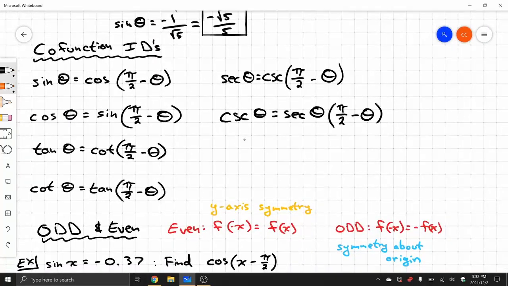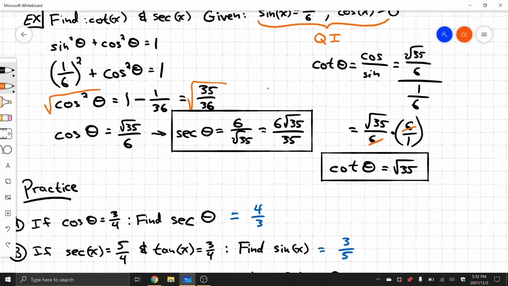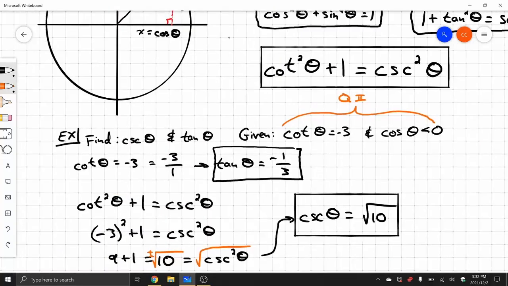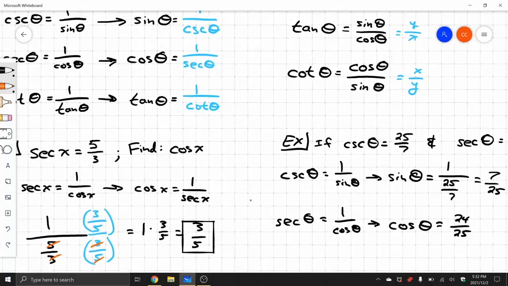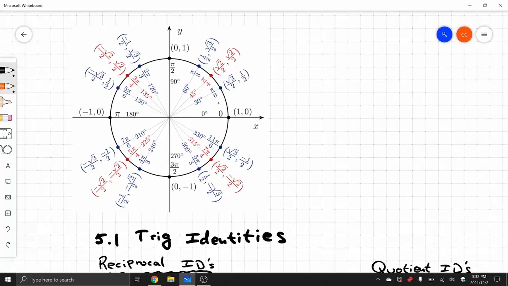All right, now let's take a look at some cofunction identities. So for this one, we're going to head back up to the unit circle. But what this is saying is that if I have sine of an angle, and all the way back up here, let's take a look at pi over 3 here, or 60 degrees. Cosine of pi over 3 we can see is 1/2.